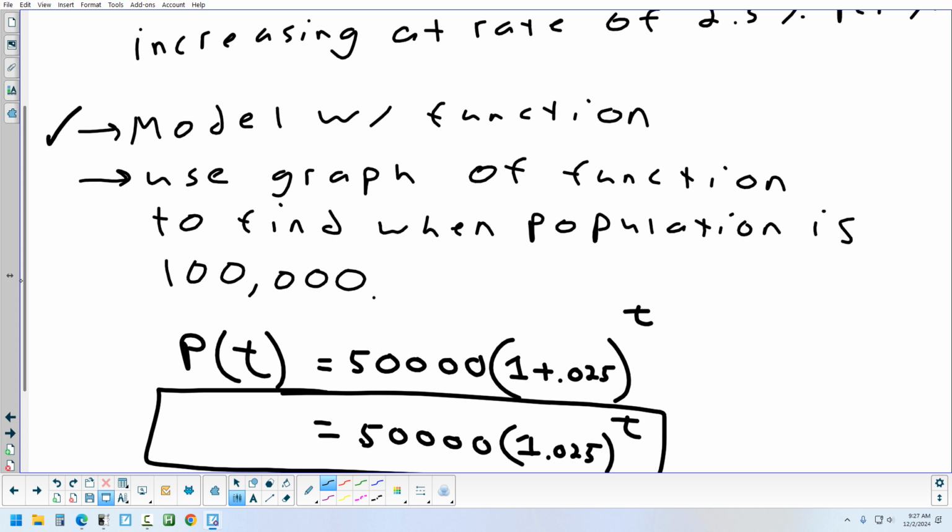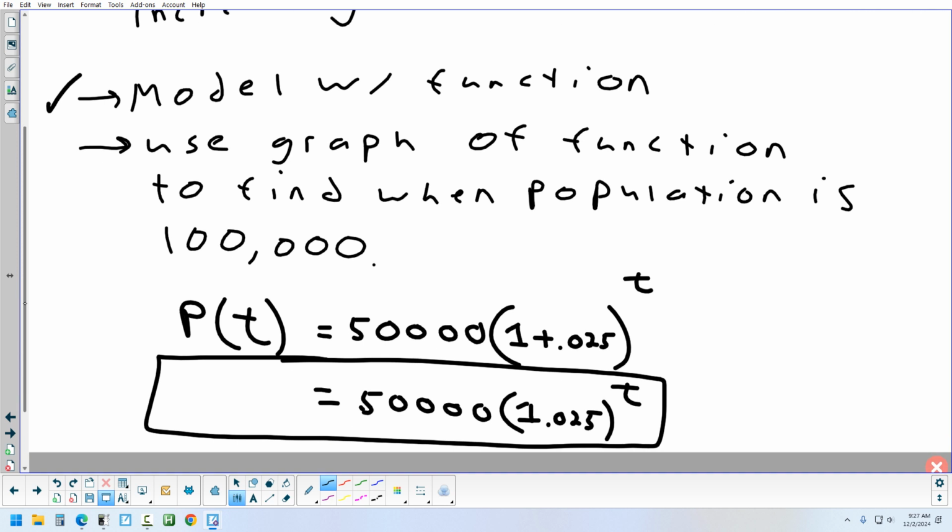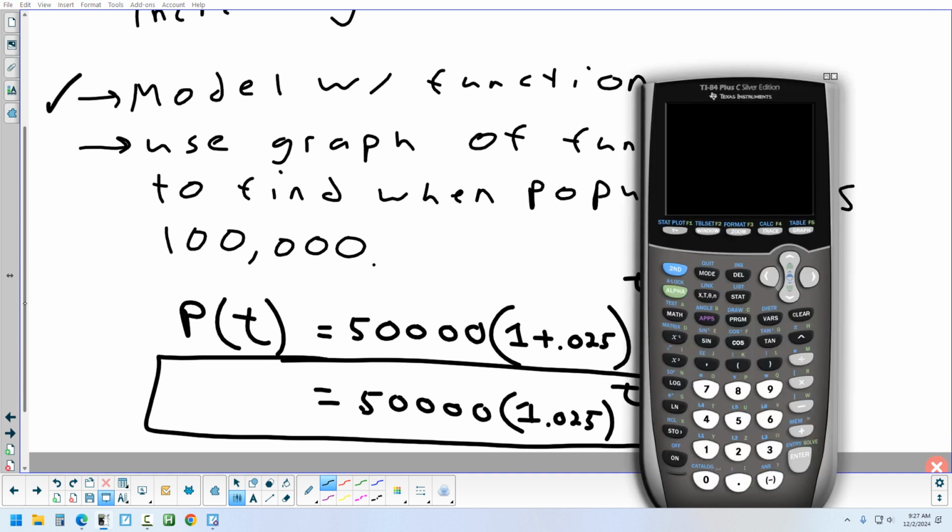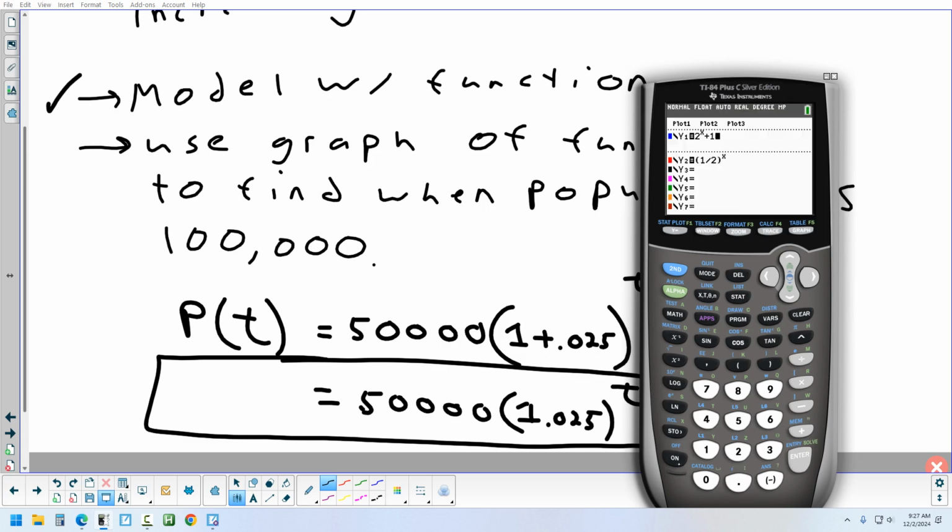Okay, now part 2, it says use the graph. So let's make a graph of that. So let's put in 50,000, and then in parentheses 1.025. Now when you type it in, you do have to use x as the variable because that's how the calculator works.